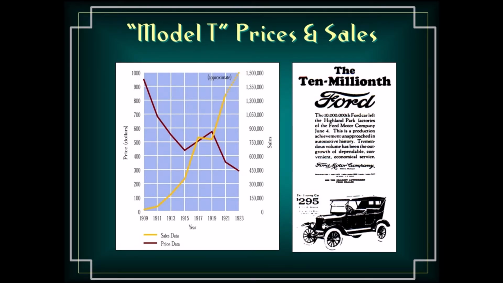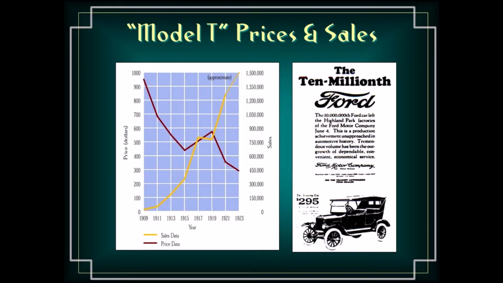At one point, the Rouge River plant was putting out one car every 10 seconds. That's how many assembly lines they had. And that does not mean they were making a car in 10 seconds. It was still taking a day to build a car. But they had so many lines going that every 10 seconds a Model T was coming off the line.